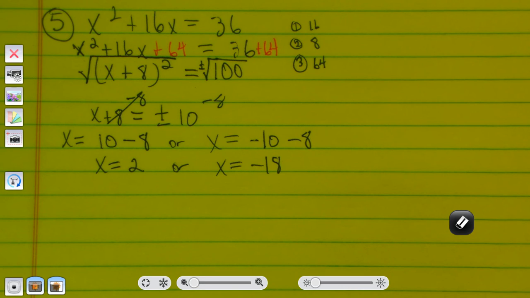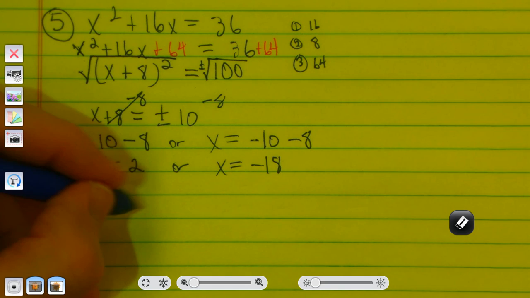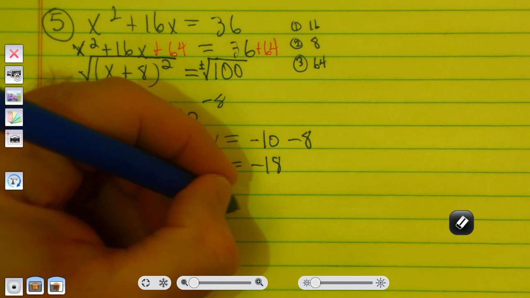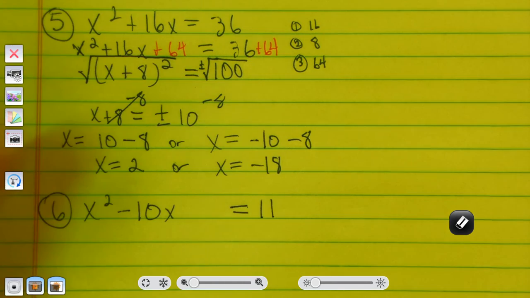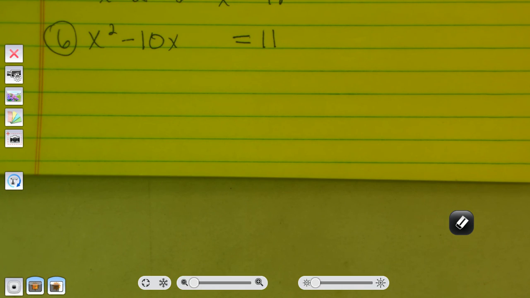I want to wrap this lesson up with one more example, and this time this is one for you to try, and then we'll come back and see if you got it correct. It's x squared minus 10x equals 11. So solve that equation by completing the square. You try that, and then we'll look at it together. All right, pause the recording if you would like to try this on your own. Let's see what answer you got.